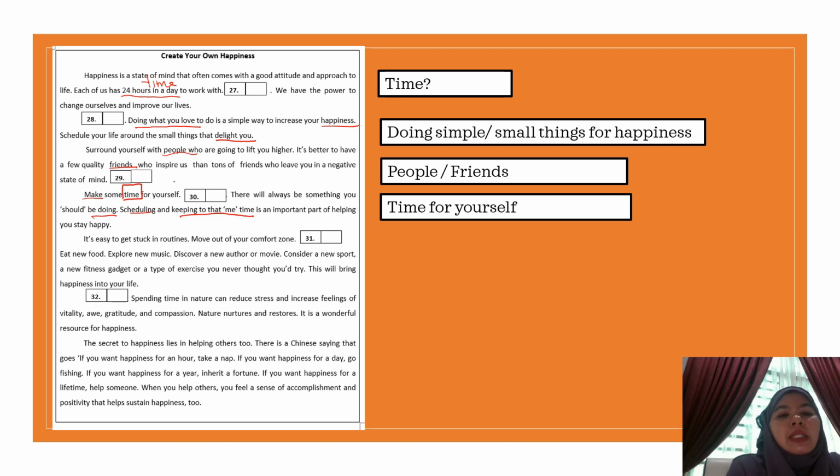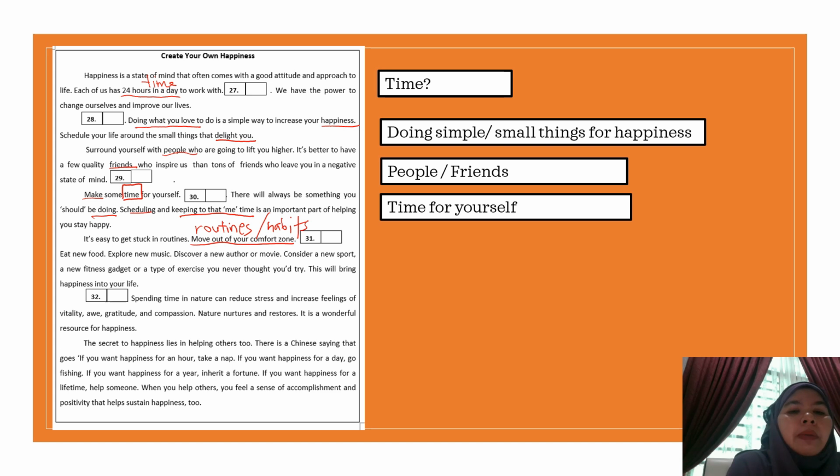Okay, it's easy to get stuck in routines. Move out of your comfort zone. Okay, and then gap 31. Okay, here it asks you to move out of your comfort zone. Normally, comfort zone is something that has to do with your routines. Okay, it's your routines or your habits.